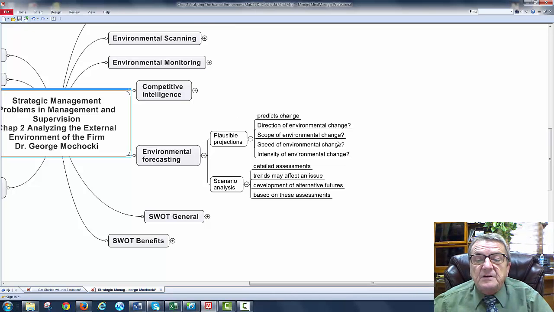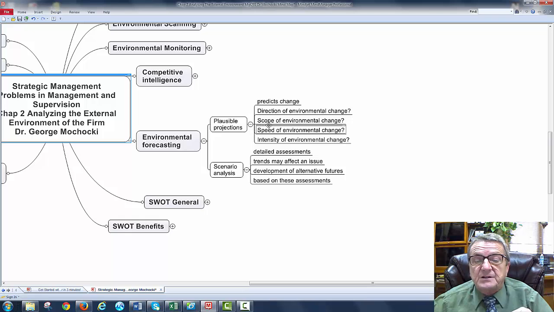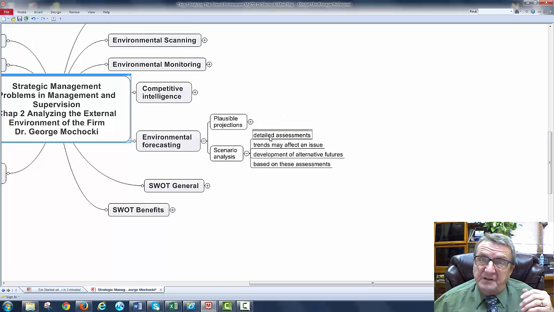So direction and environmental changes, possible projections, scope and environmental changes. How quickly does the environment change? If you're in the industry, computer industry, or app industry, man, it just constantly changes. Smartphones, I have a smartphone 2 years. Hey, 2 years, it's already outdated in 6 months, okay? Intensity and environmental change.